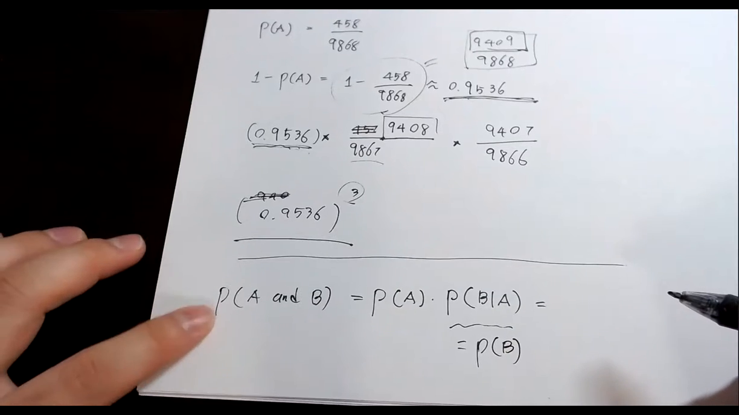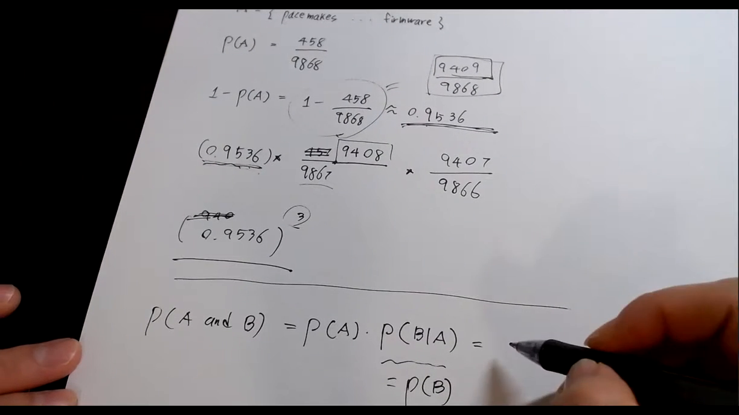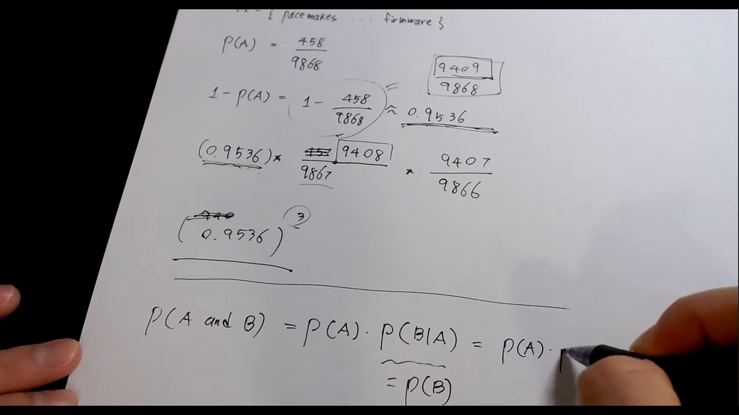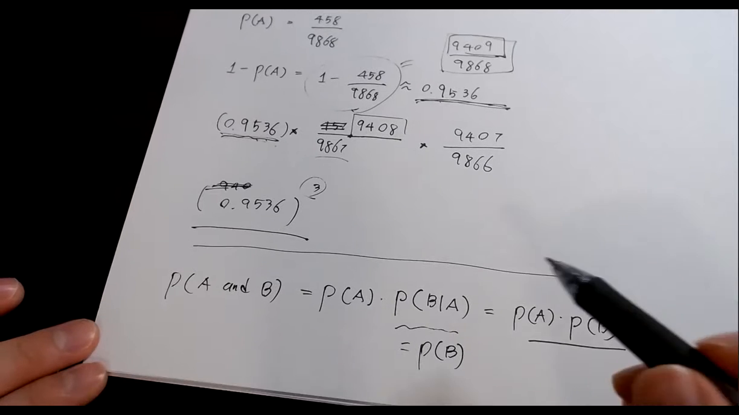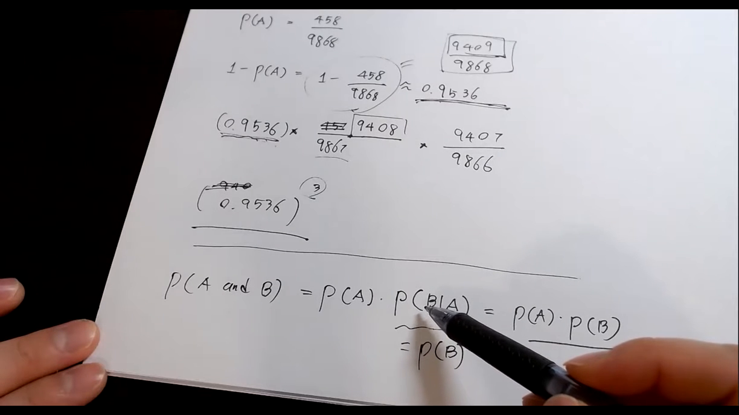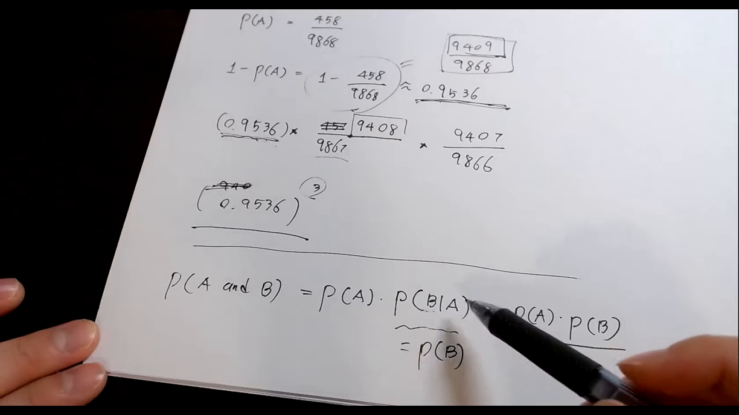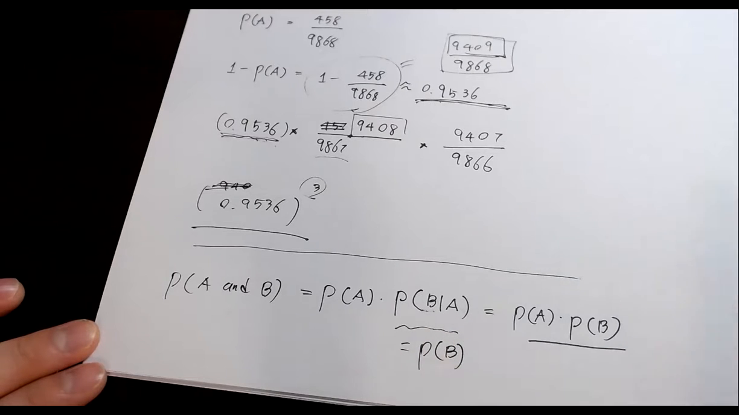So now the probability of A and B becomes just P of A times P of B, since replacement is allowed. It means that the probability that we get event B will not be affected by event A.